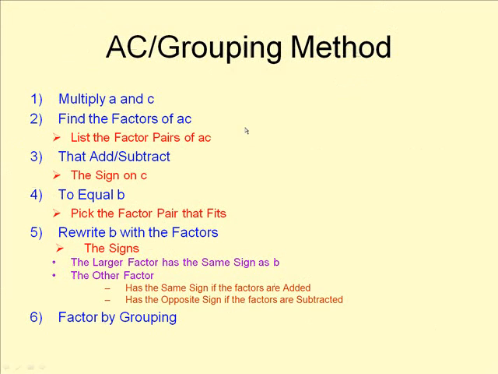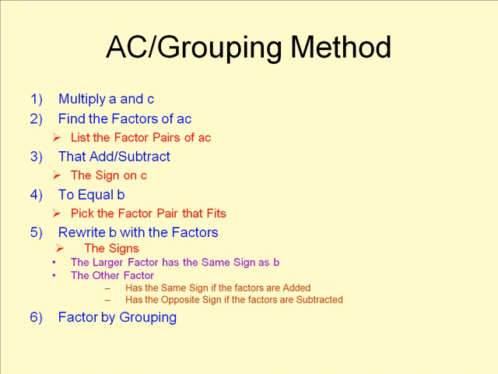AC method, AC grouping method. I originally learned it as AC, so I'll often refer to it as just the AC method. Other places call it grouping, and like I said, sometimes AC grouping is what's used. Alright, here's the procedure. Multiply the A and the C.